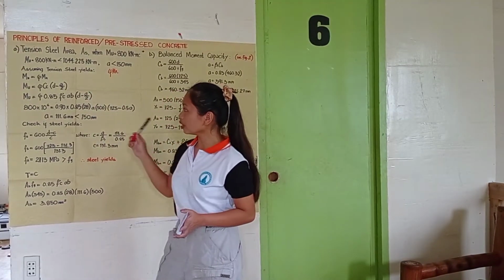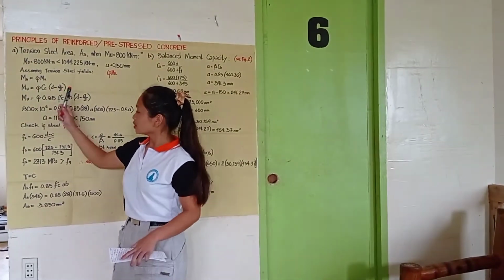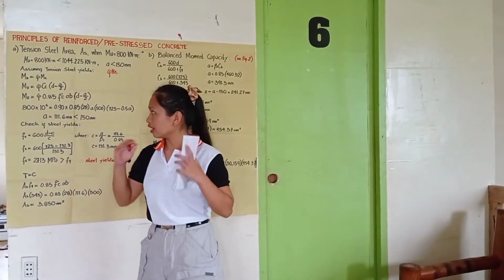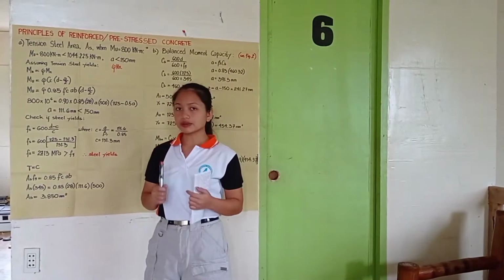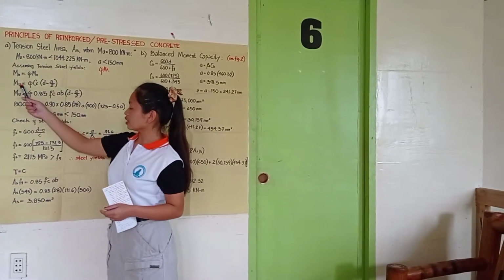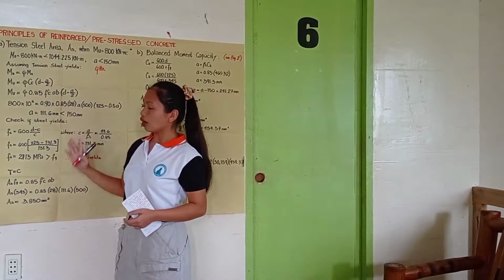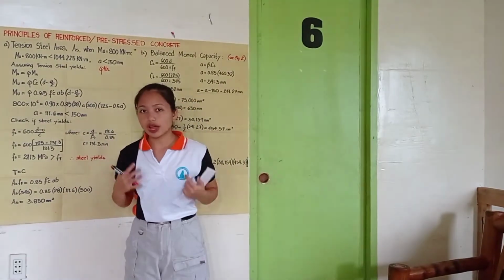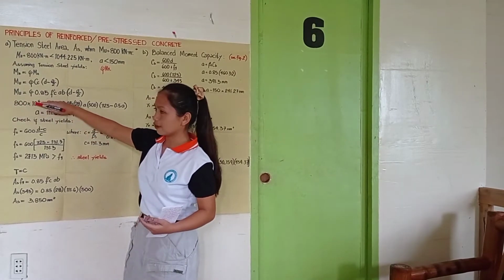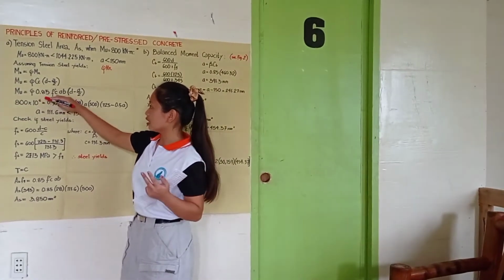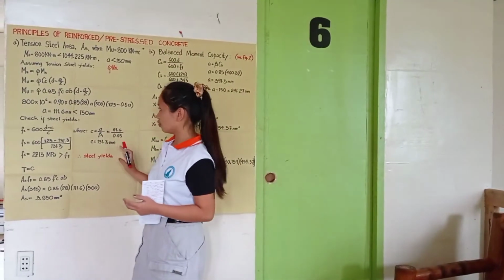So we will use the formula Mu is equal to phi Mn. So we will extract another formula for this problem so that we can easily substitute the numbers. So we have Mu is equal to phi times Cc times D minus A over 2. So we will extract the formula again. So that will be Mu is equal to phi times 0.85 times F prime of C times A times B times the quantity D minus A over 2.